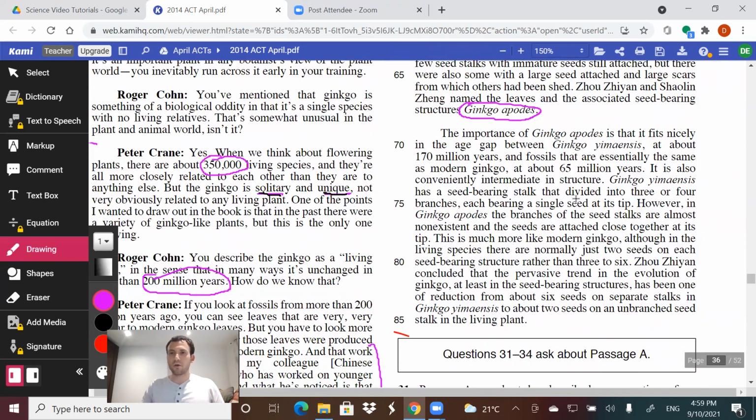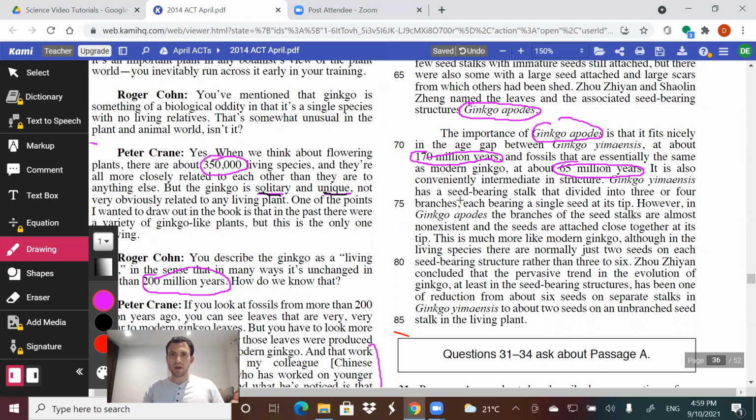The importance of ginkgo apodus, so this intermediate ginkgo, is that it fits nicely in the age gap between ginkgo geminis at about 170 million years ago. So that's the one that goes the furthest back, and fossils that are essentially the same as modern ginkgo, about 65 million years ago. So it bridges a gap in the ginkgo's evolution. It is also conveniently intermediate in structure.